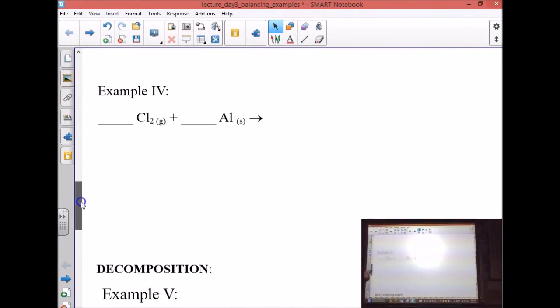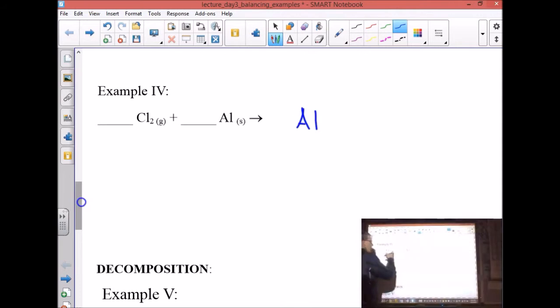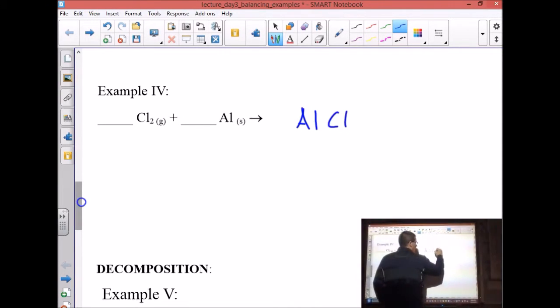Number 4. Okay. How do I write the product here? Always write what first? Metal. Always write the metal first. So the aluminum goes first. So sometimes don't freak out because, again, the plus sign just means and. So I have aluminum and chlorine, or I have chlorine and aluminum. But when they get together and form a compound, we always write the metal first. And then we'll put the chlorine here.